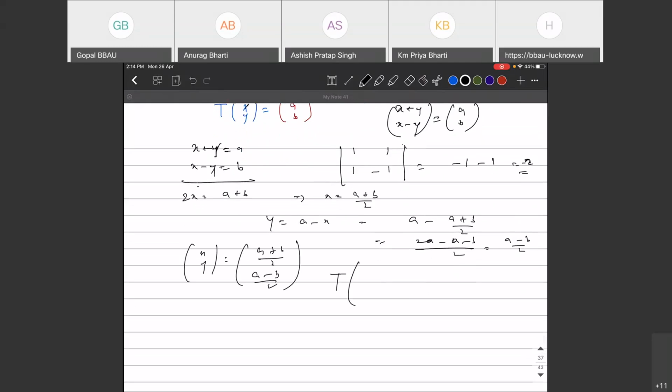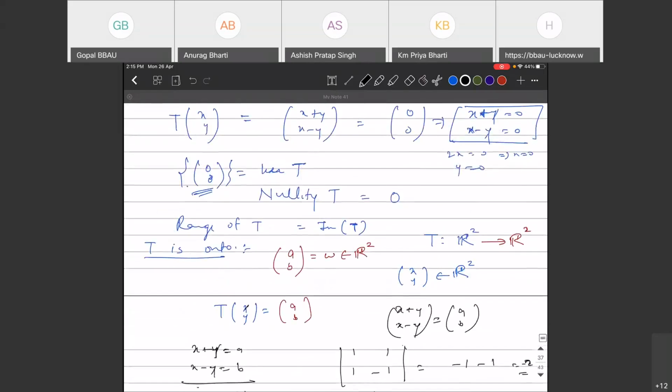Okay, T of ((a plus b) by 2, (a minus b) by 2) is (a, b). So this means T is onto. This implies T is onto. So what would be the range of T? So what will be the range of T? T of V where V belongs to capital V.